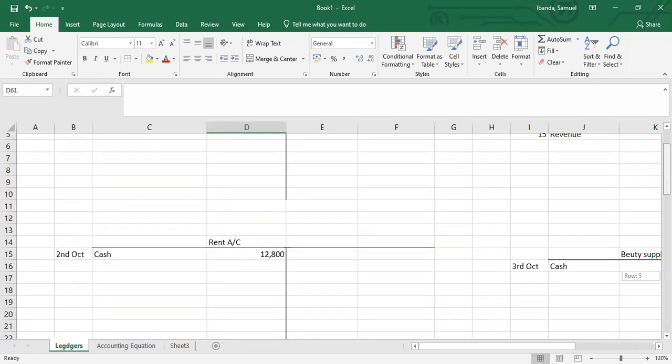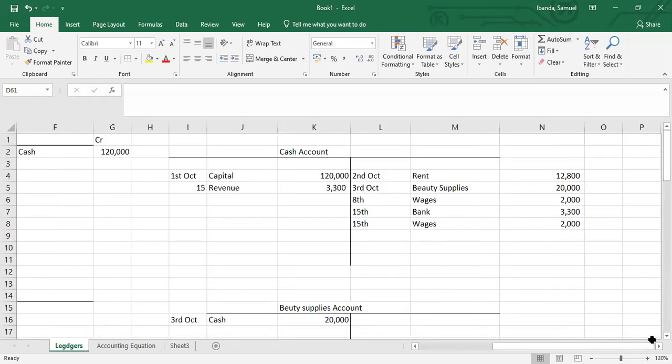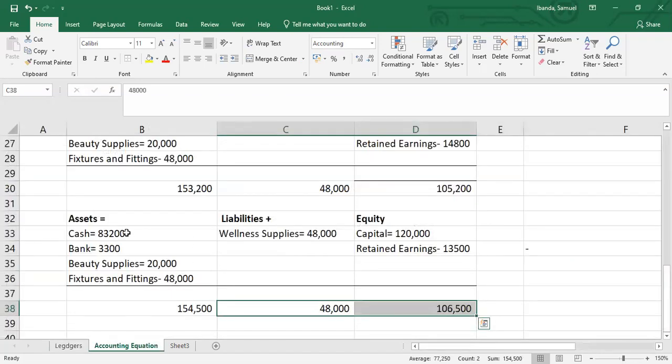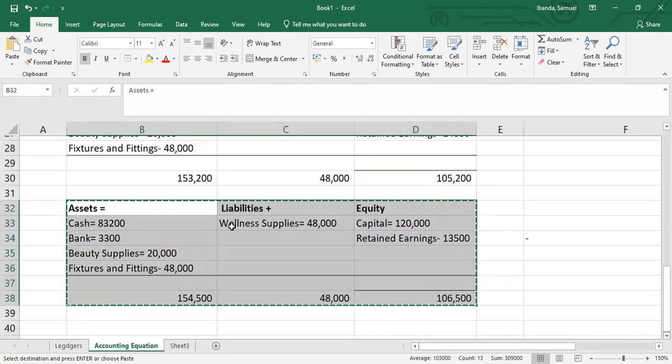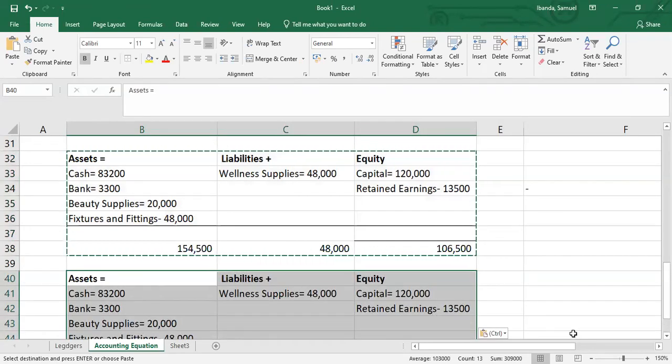So I'll come to my cash account. Still, just put the date, 18th, and put light fitting of 2,800. So I've done my double entry. You get it? I'll proceed. I want to show you something after we've done with this accounting equation.